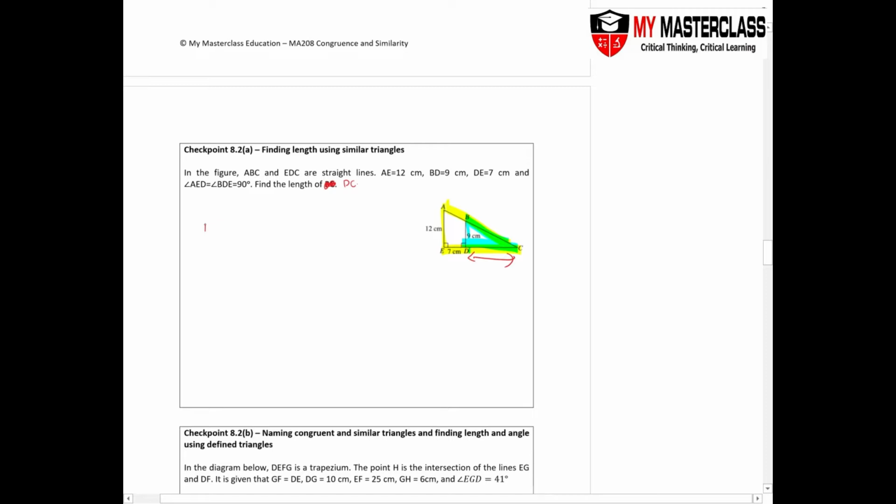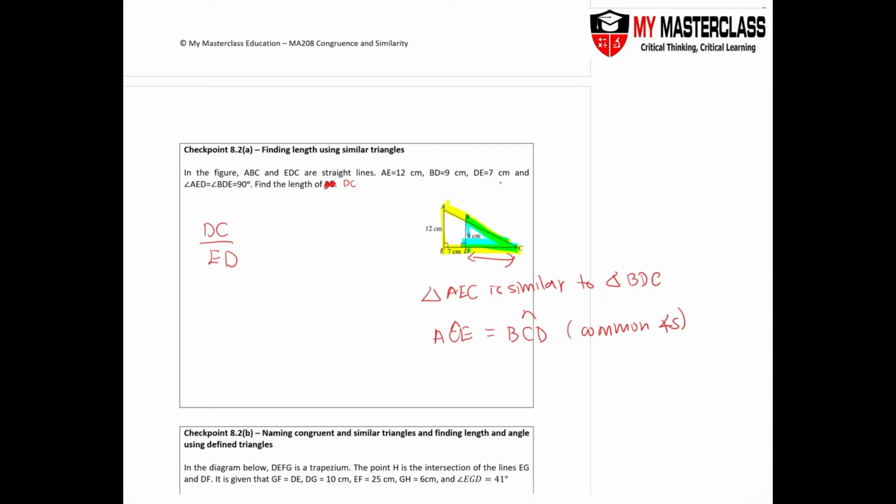So you just compare, you want DC over EC. Why? Because we know that triangle AEC is similar to triangle BDC. Now, how do I know? You know that angle ACE, in a sequence of 1, 3, 2, is the same as angle BCD, also in a sequence of 1, 3, 2. Why? Because they are a common angle. So you know that all of the angles are the same. Given that they are similar triangles, you can compare the sides.